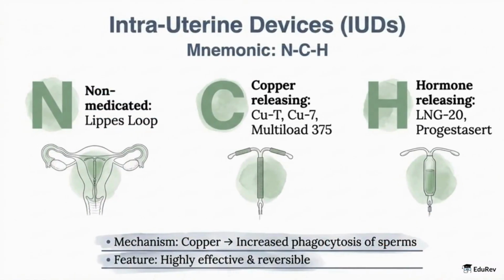Intrauterine devices or IUDs come in copper and hormonal types. Think NCH as a cue for non-copper and copper/hormone options. Common copper devices include CuT and multi-load types. Hormonal versions include levonorgestrel releasing IUDs. Copper works partly by increasing phagocytosis of sperm. Overall, IUDs are highly effective and reversible methods of contraception.